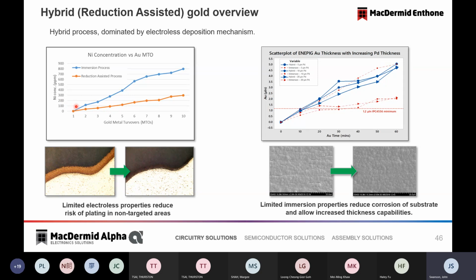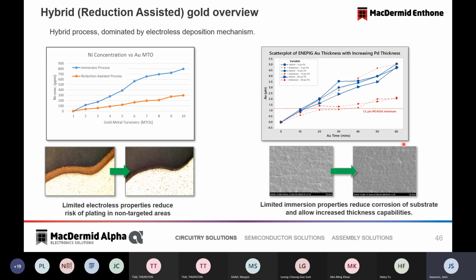And with an immersion process, we will build that nickel more quickly. So this is just highlighting some of the traits. There are some risks with an electroless process that you could plate onto the laminate. Electroless chemistries are a little complicated, a little more prone to plate in areas that we don't want to plate. But with a well-controlled process, this can be controlled.